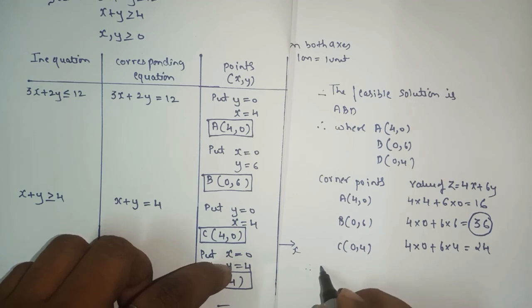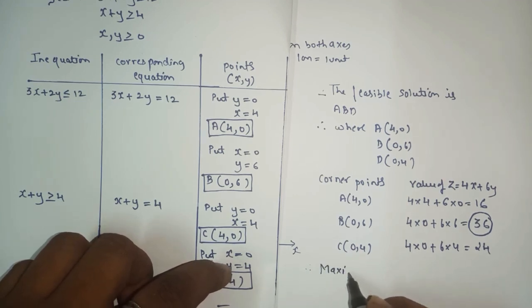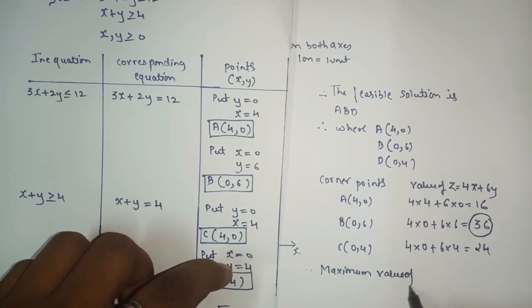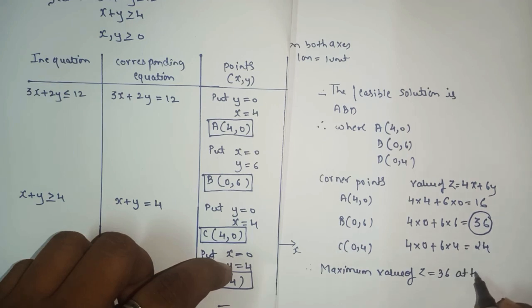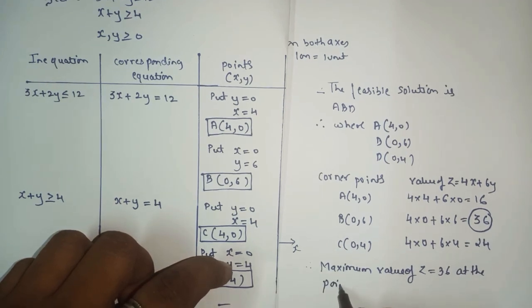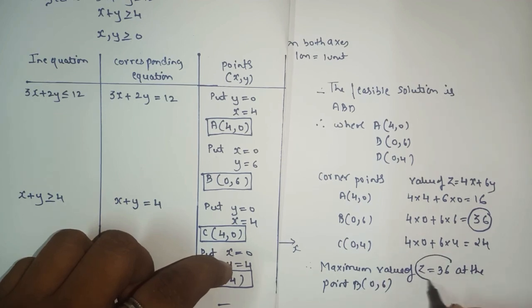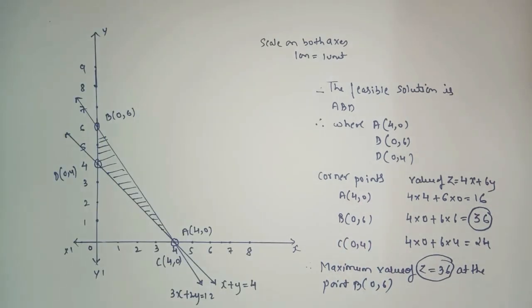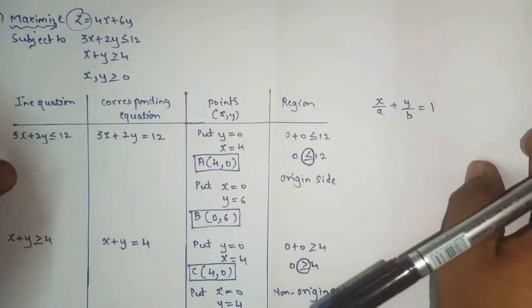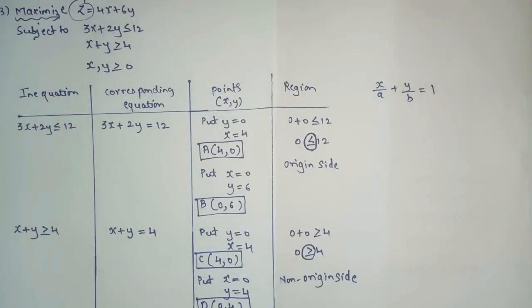So here the final step, you will write the maximum value of Z is 36, at the point B 0, 6. Understood? So in this way you will present your sum. Okay, I hope you all understood sum number 3 also.